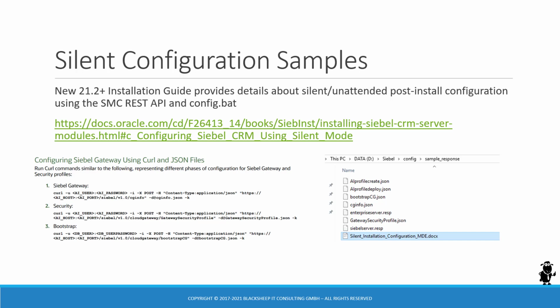Along with these instructions goes a sample response folder in the config folder, and that includes JSON files which have example payloads for these REST calls, and also example response files for the config bat utility. So if you're interested in running your Siebel installation completely unattended, you can run the unattended installation, and then you can run the unattended configuration. It is fully documented.